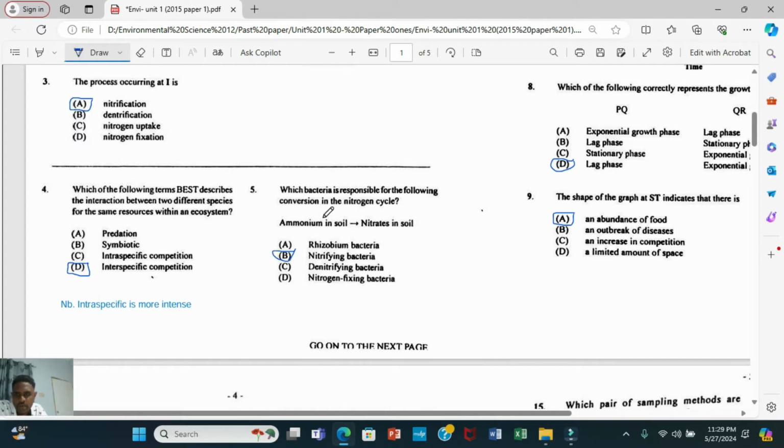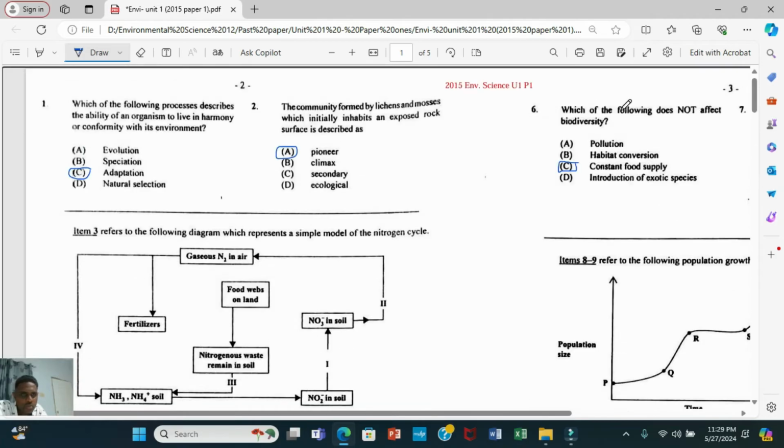Number 5, which of the bacteria is responsible for the conversion in the nitrogen cycle of ammonium in the soil to nitrates, and that would be B, nitrifying bacteria. Number 6, which of the following does not affect biodiversity? Of course, that would be constant food supply.